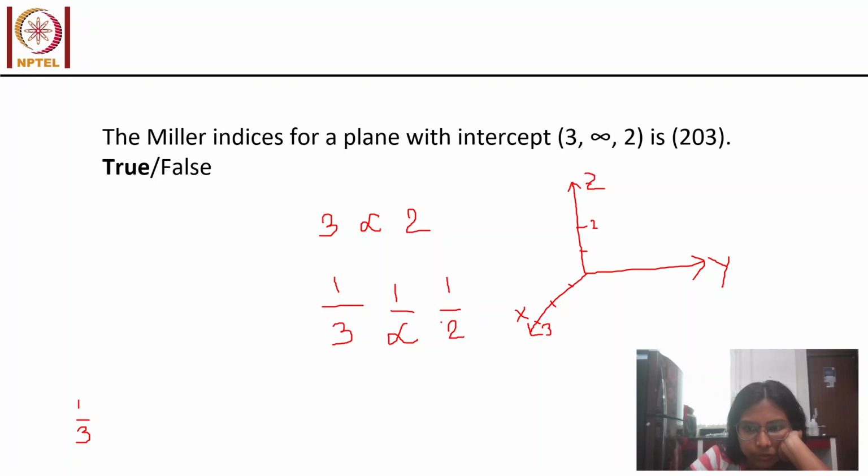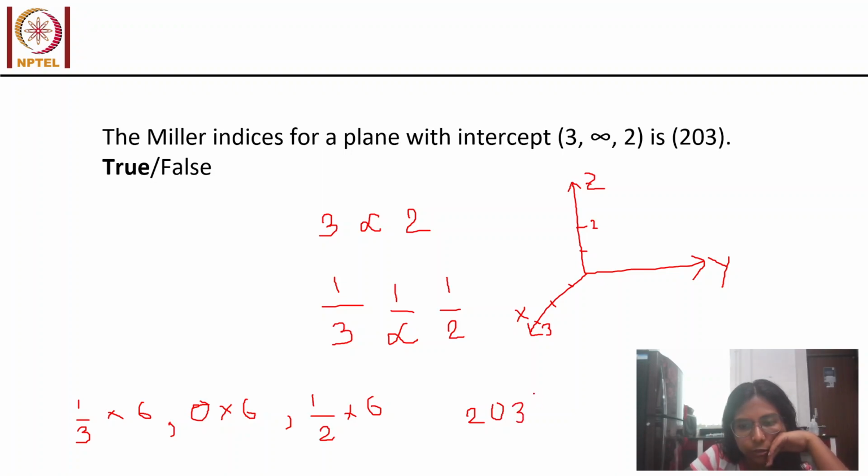So what we'll do is we will take the LCM. What will be the LCM? It will simply be 6. So I'll just multiply it. 0 into 6, this is 0. Oh, we can put commas in between to distinguish. So this then turns out to be 2, 0, 3.